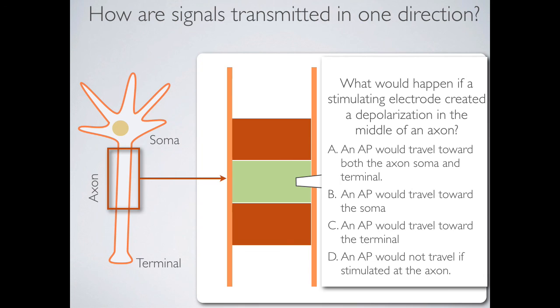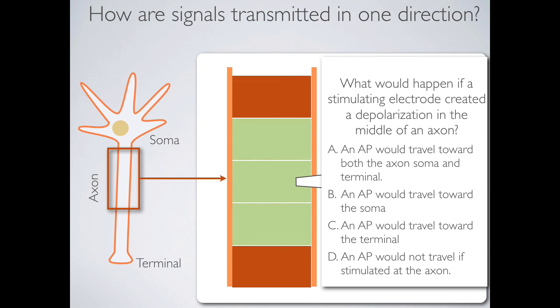So it is true that when you observe action potentials, they always start at the soma, but it's not because there's any polarity to the membrane necessarily. It's just that they always start at the soma and then they travel the other way. So the correct answer is A.